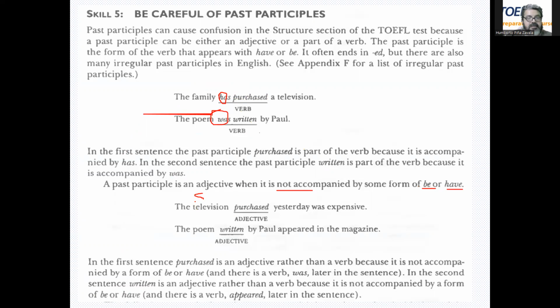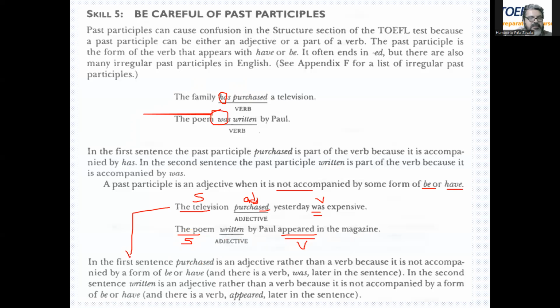So here the subject is the television purchased yesterday was expensive. Subject: the television was expensive. What television are you talking about? The television purchased yesterday. So here you can see that the past participle is working as an adjective. The poem written by Paul appeared in the magazine. Subject: the poem appeared in the magazine. What poem are you talking about? The poem written by Paul.